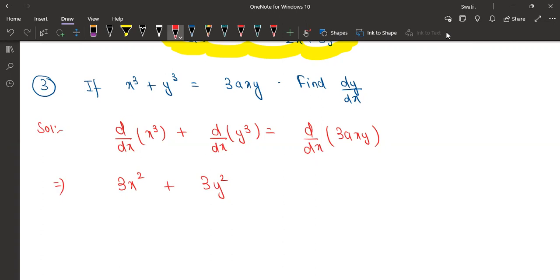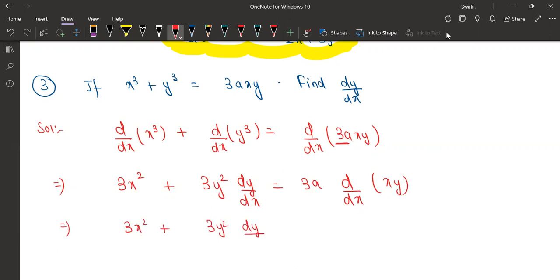But in the second expression, we have to write down 3y squared, and then using the chain rule, the derivative of y with respect to x, that is dy/dx, right? Here 3a is a constant, so that constant I can write outside, and this is the derivative of xy with respect to x. That is a product rule we can use here. So this is 3x squared, and this is plus 3y squared dy/dx as it is, and here 3a using the product rule. Of course, you know the rule: I'll keep x constant and the derivative of y with respect to x is dy/dx, plus keeping y constant and the derivative of x with respect to x is 1, right?